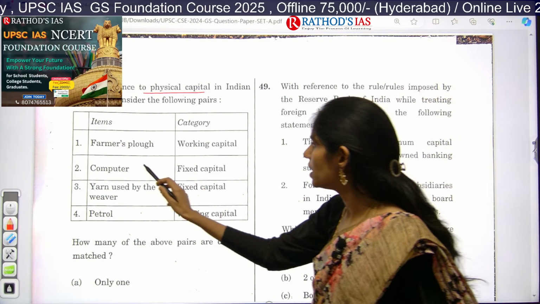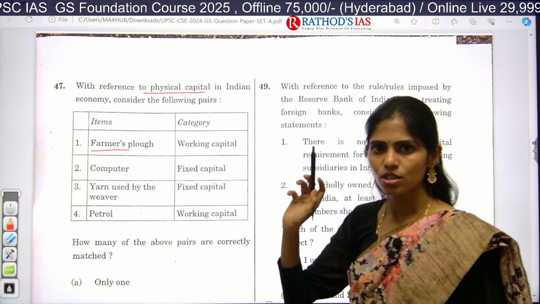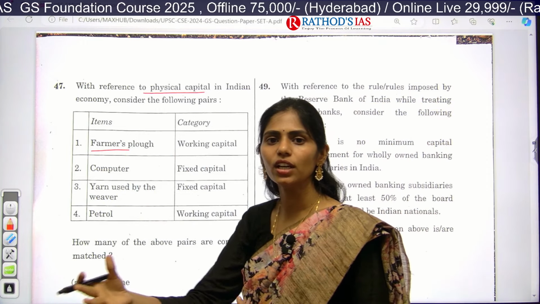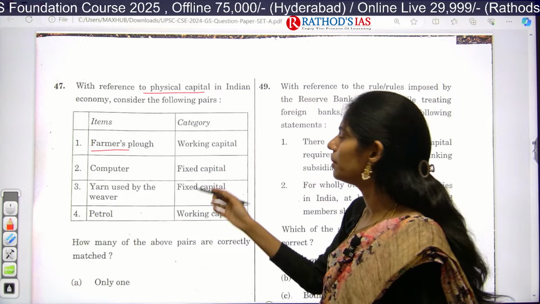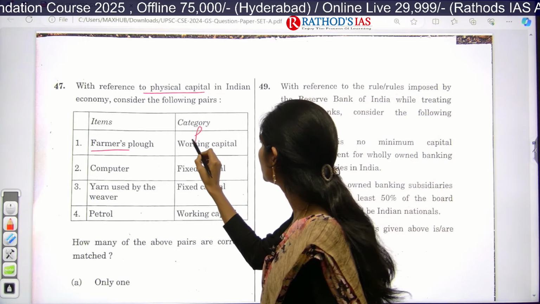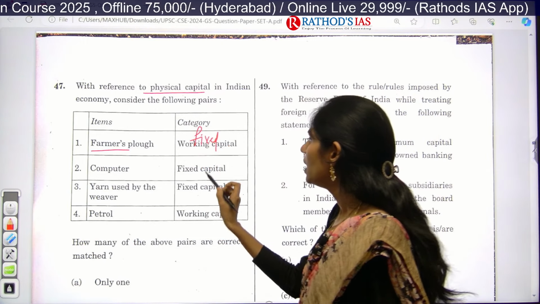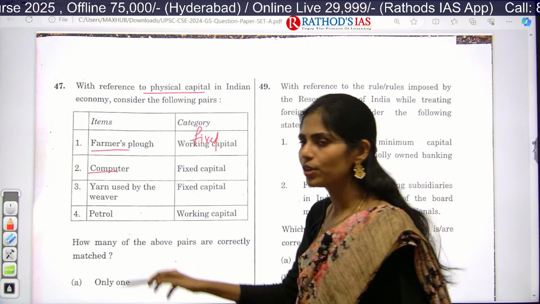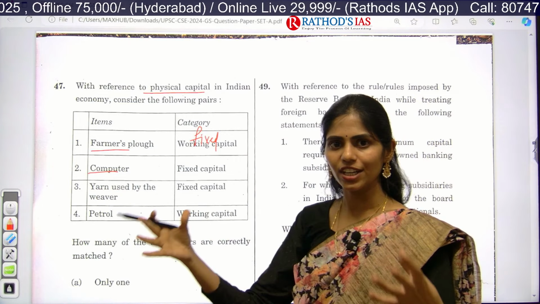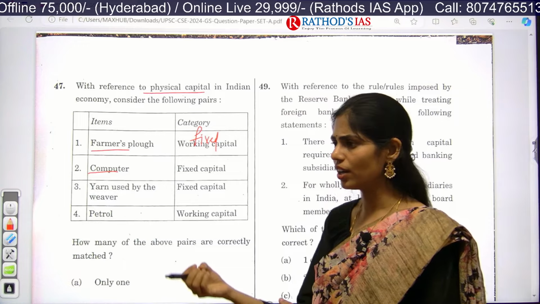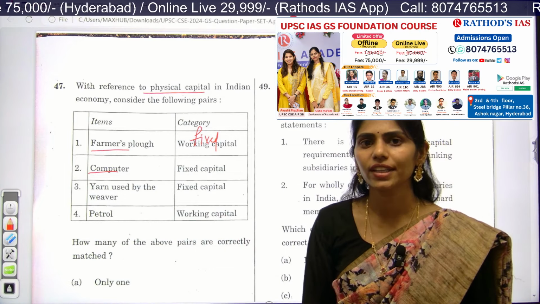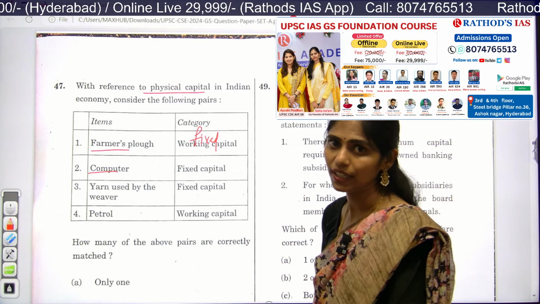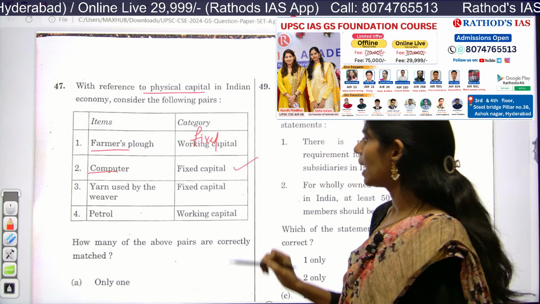Okay. So the first one is the farmer's plough. With that instrument only he can plough. So how will it be a working capital? It will be a fixed capital of the farmer. And this one is computer. A computer is a device which can be used in each and every industry, wherever work is going on, especially in the service sector. Yes, it is a fixed capital.